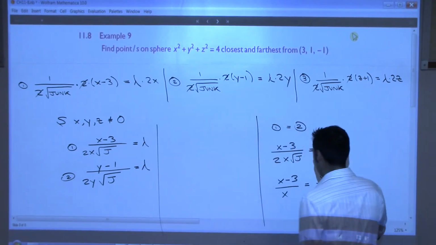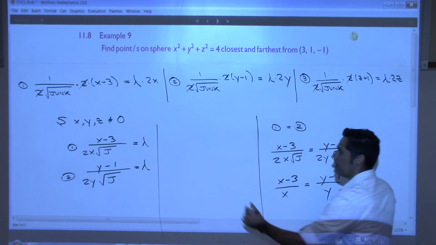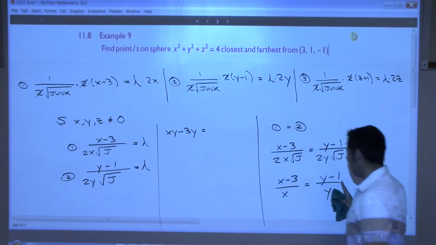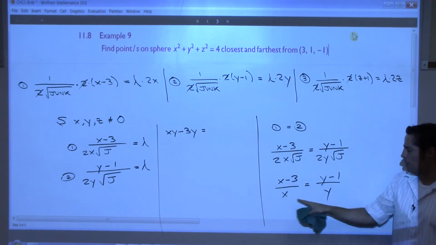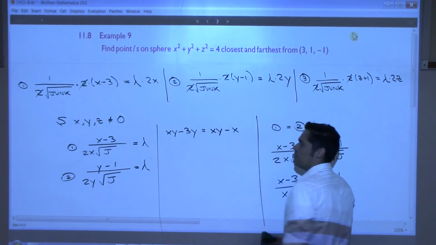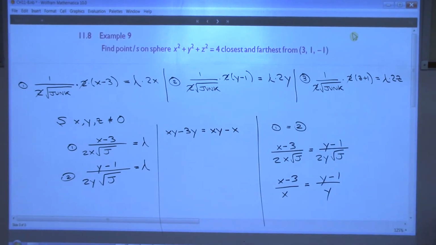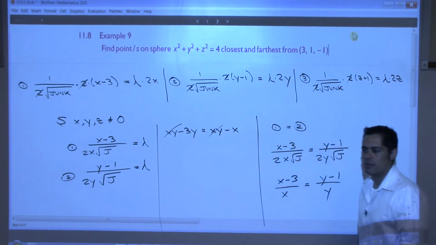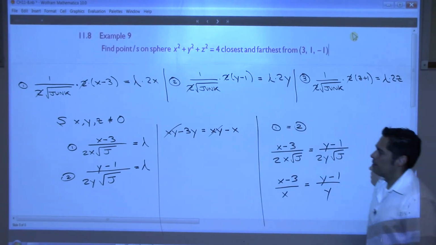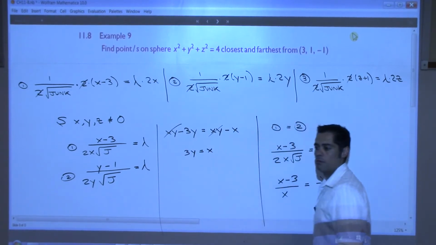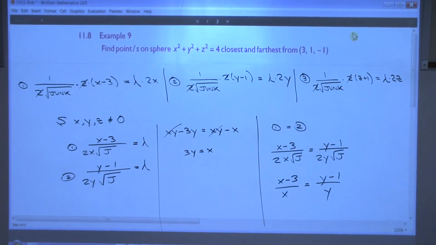Okay, I'm continuing this. Multiply this side by y, you get xy minus 3y equals, multiply both sides by x, x goes away here, you get xy minus x. You see how nice this is about to be? Subtract xy on both sides, and you get that 3y is x. That's a relationship between x and y now, isn't it?